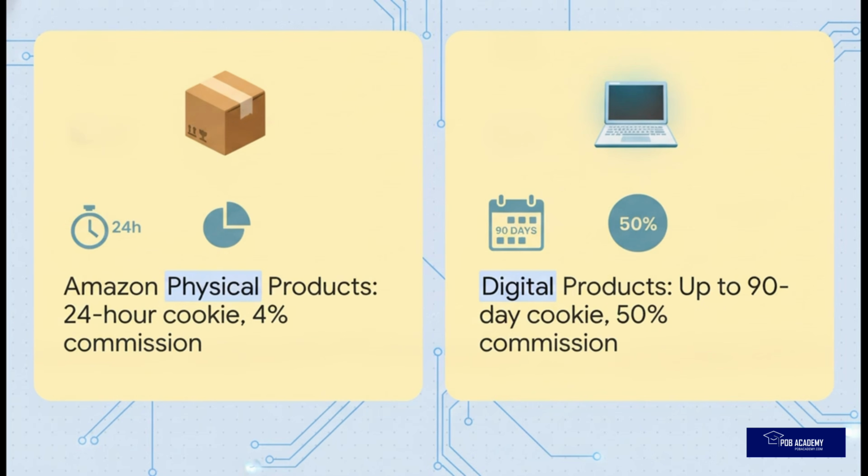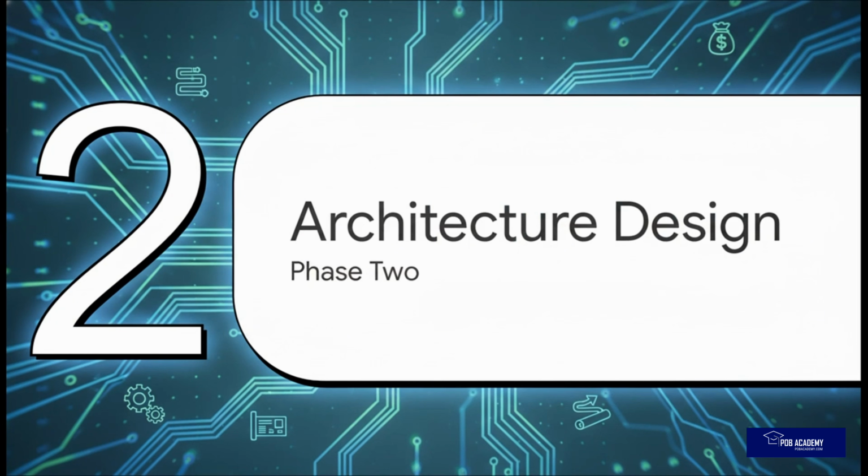And that massive difference in how cookies are handled is exactly why the source material heavily prioritizes digital products over physical goods. Take Amazon's physical products, for example. They give you a measly 24-hour cookie and a tiny, almost laughable 4% commission. But digital products, like software or online courses, because there are no massive warehouses, no shipping costs, and no supply chain nightmares, companies can offer cookie windows of up to 90 days or even a full year, while paying out massive commissions up to 50%. You do the exact same amount of work to promote both, so why wouldn't you go where the leverage is? Okay, so the logic makes sense. The financial incentives are crystal clear.